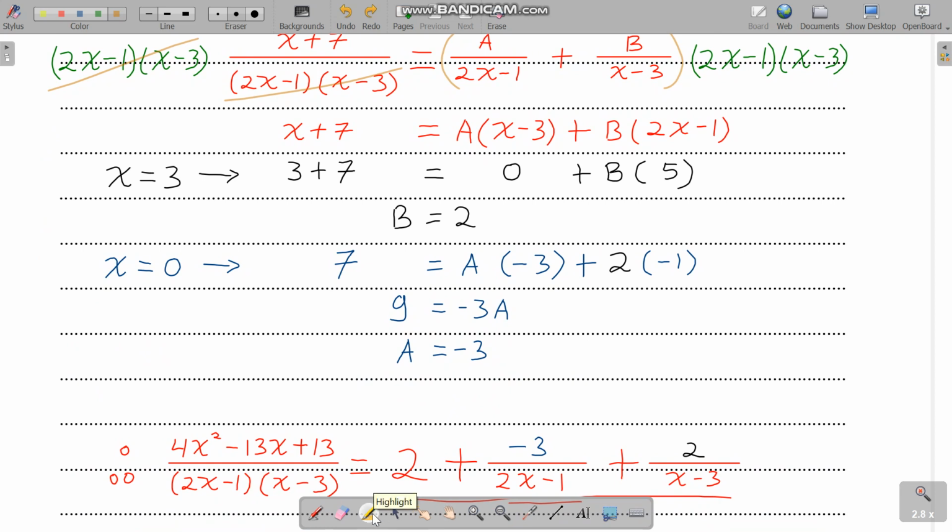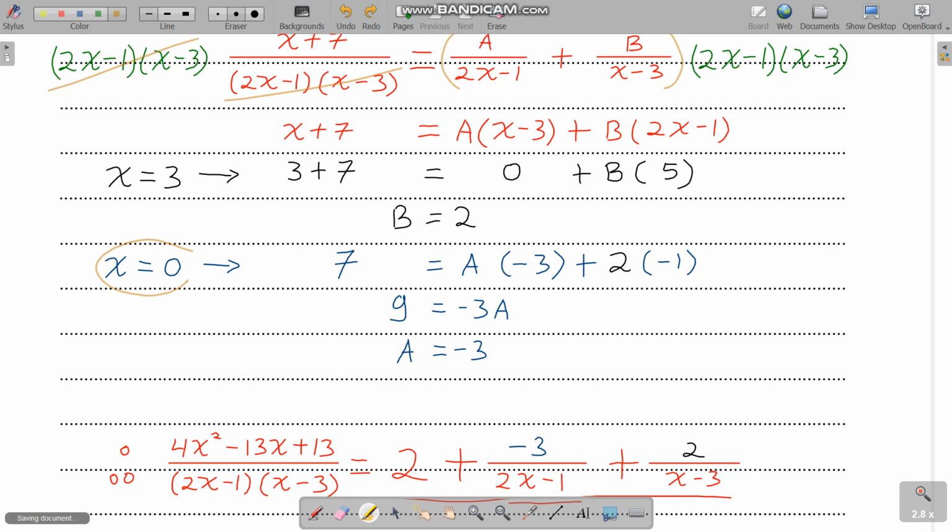as fast as possible. So we use 3 here, because when we plug in 3, this term goes to 0. So we plug in 3, we're going to get 3 plus 7. Plug in 3, this is 0. Plug in 3, this is 6 minus 1, which is 5, which means this is 10 equals 5B, so the B is 2.